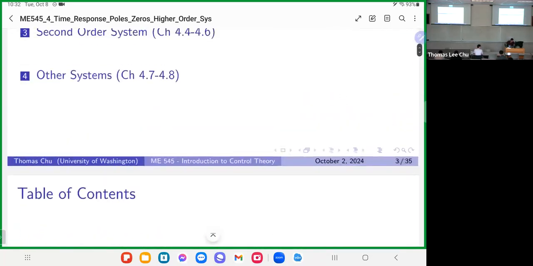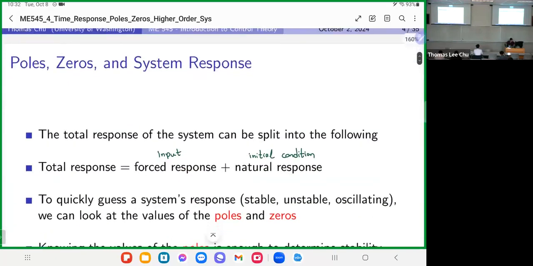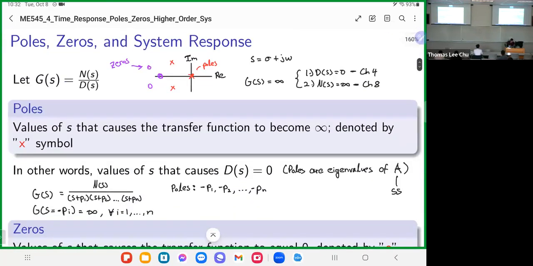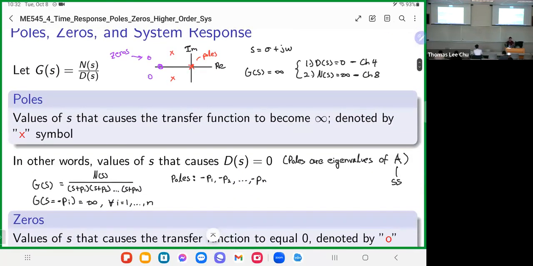So basically, poles and zeros is defined as, let's just go to the definitions. When we have a transfer function G, poles are basically values of s that make G go to infinity. So the way I think about it is you find the roots of the denominator, and then zeros are the roots of the numerator that make G go to 0. Those are the definitions set in chapter 4.